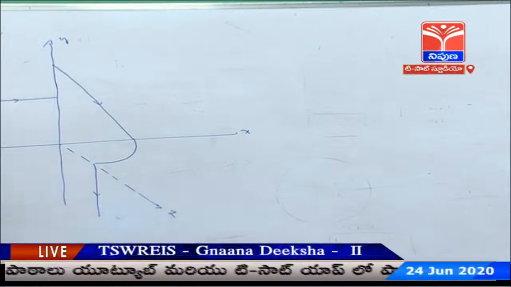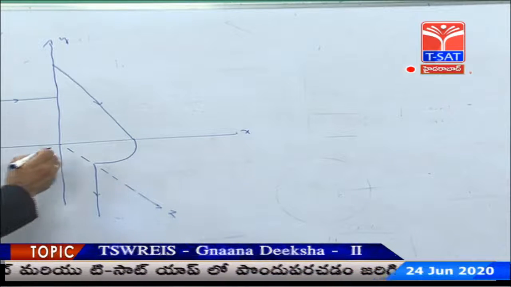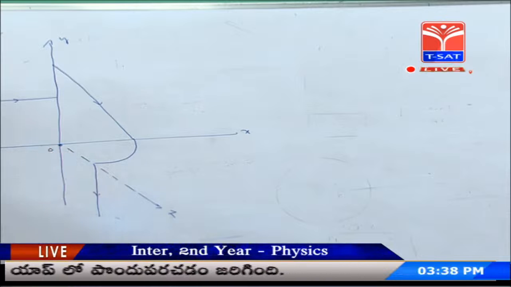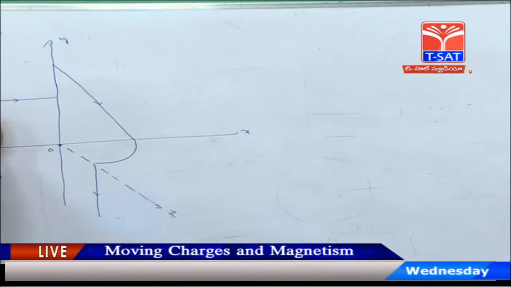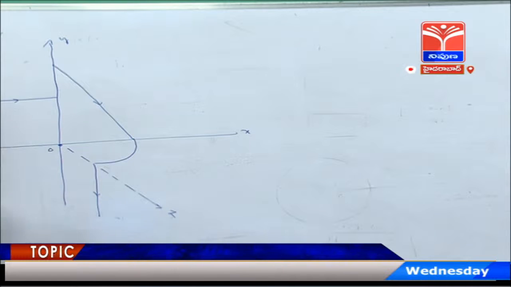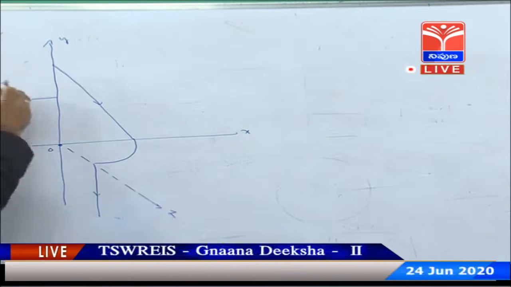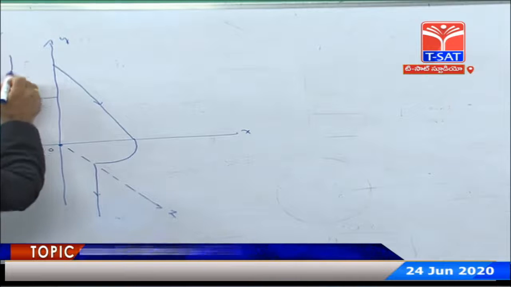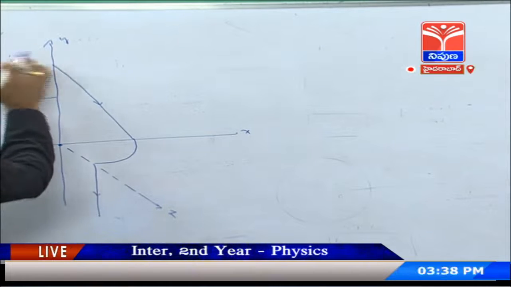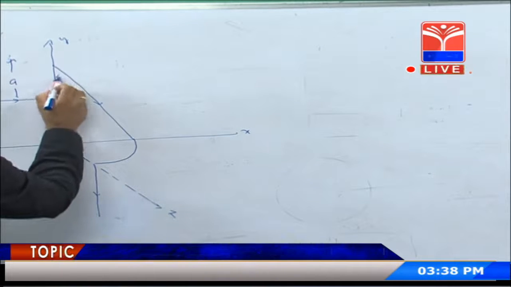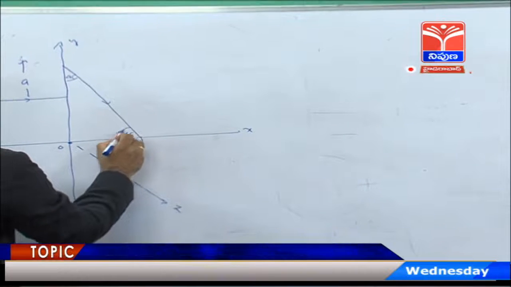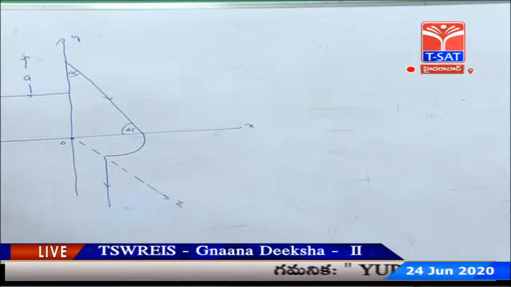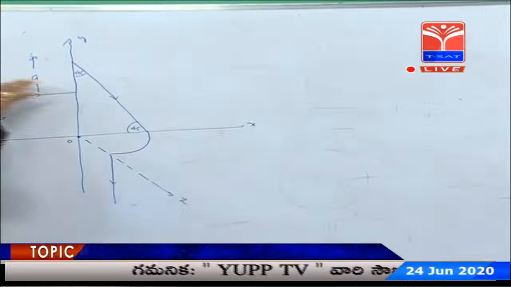So, in this we have to calculate the magnetic field induction at the center O. This length is at a distance of A from O, and the second length is also at a distance of A from O, and this angle was given as 45 degrees. This is also nothing but 45 degrees. Therefore, here current is flowing along the direction.